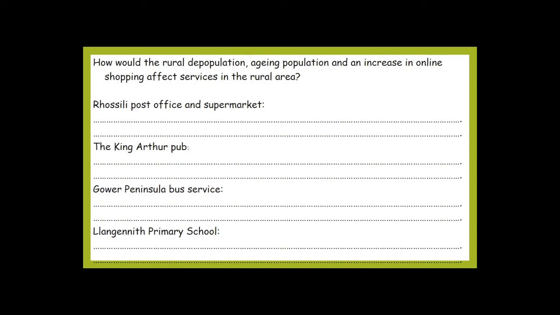Okay, the final thing to consider is how the change in services would affect different groups of people. So in summary, what's happening to the services is because of depopulation and because of an ageing population and because of the rise in online shopping, services are shutting down. The pubs are shutting, the buses aren't running as often, local primary schools are closing, little shops and businesses are closing because everyone's shopping online. So services are declining. The service provision, it's not there. There's not as much provided anymore.